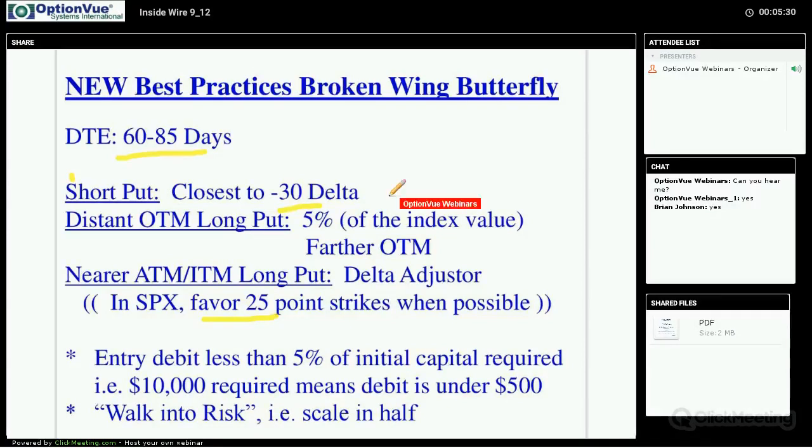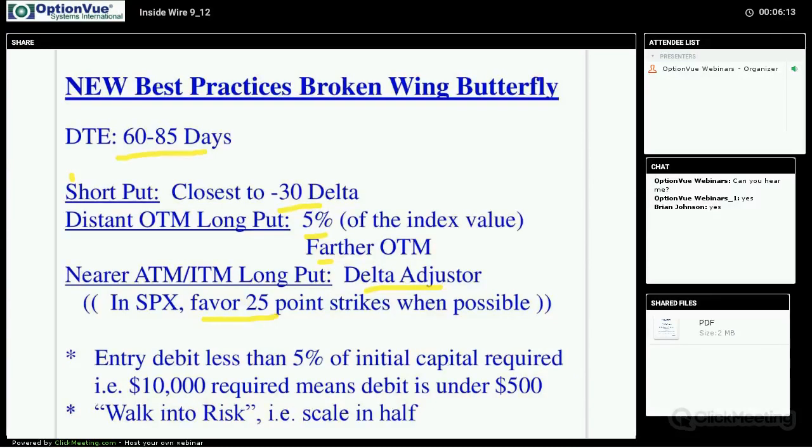Then we go further out of the money and put on our long put. Now, Frank has been freezing it in recent months at 125 points, but to make it consistent from underlying asset to underlying asset, we're simply going to take 5% of the index value and go farther out of the money from that short put. That then gives us a delta number that we're going to use to find the nearer to the money or possibly in the money long put, and that will be the delta adjuster that we use.